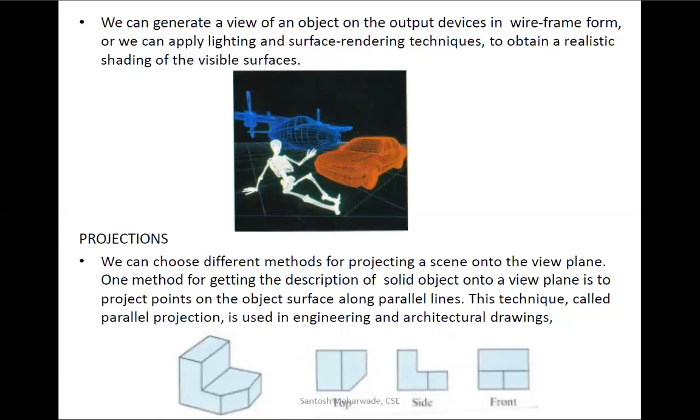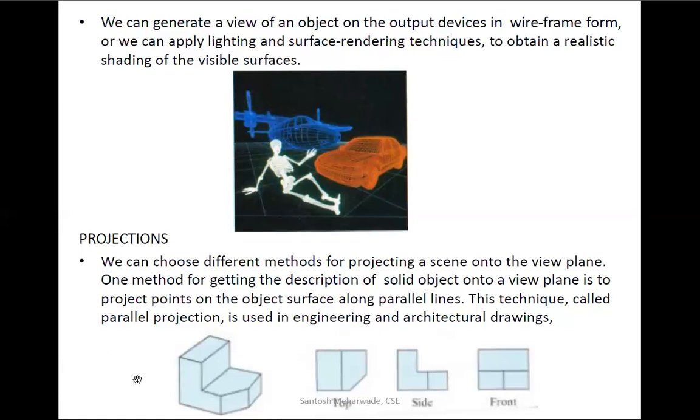So orthogonal projections and parallel projections are both the same. Parallel projection means all the projections coming from the object towards the view plane are parallel to each other, but whenever they hit the view plane, they make an angle of 90 degrees. Such projections we call orthogonal projections.